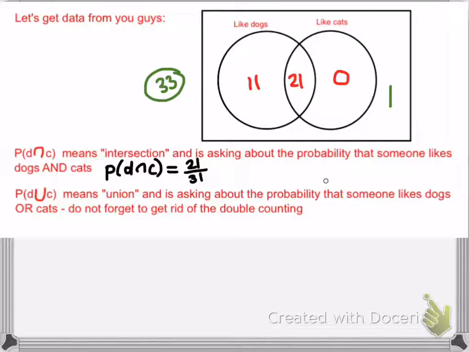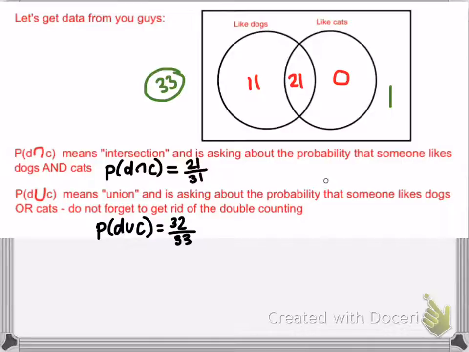They might say, yes, I like dogs. They might say, yes, I like cats. They might say yes to both, but I want either one. Now, the union is putting it all together. So anybody that's in either circle, 11, 21, and 0, I want all of you as part of my union, as part of my or, my inclusive. So the probability of dog union cat is 32 over 33 for our class first hour.